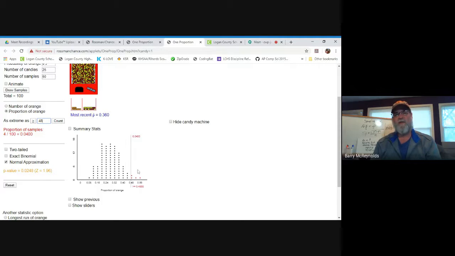So we just look at those values now that we've collected 100 of them and say, you know, funny things happen when you do simple random samples. And we got 4 that were a little farther away than we would have expected. Okay. So that's the candy machine.